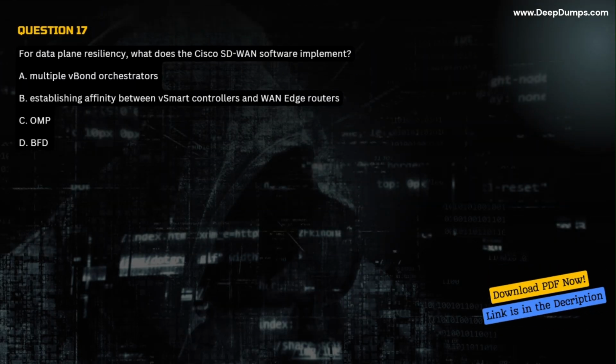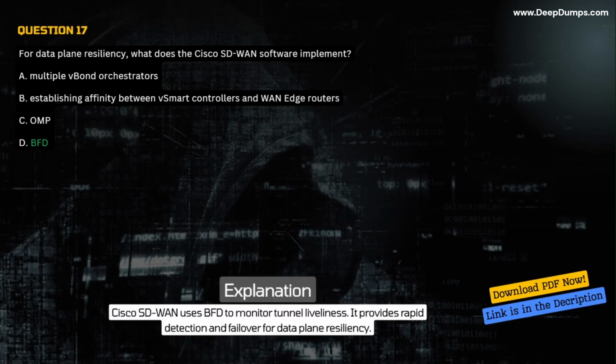Question 17. For data plane resiliency, what does the Cisco SD-WAN software implement? A. Multiple vBond orchestrators. B. Establishing affinity between vSmart controllers and WAN edge routers. C. OMP. D. BFD. Correct answer D. BFD. Explanation. Cisco SD-WAN uses BFD to monitor tunnel liveliness. It provides rapid detection and failover for data plane resiliency.